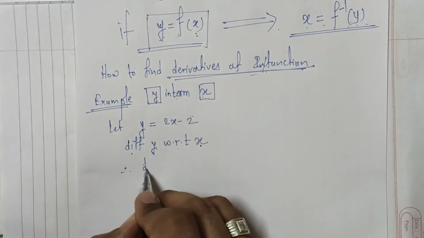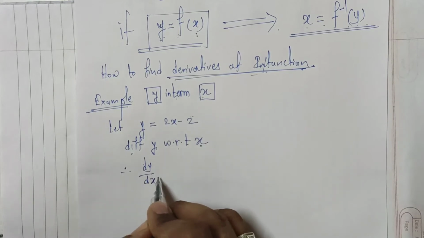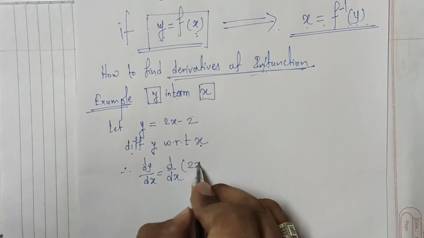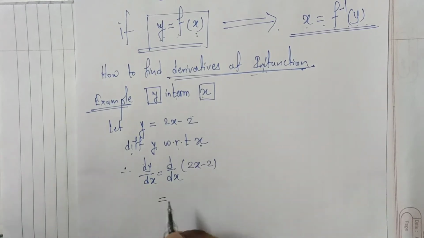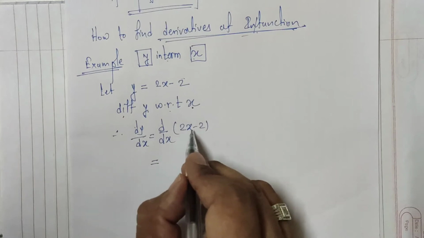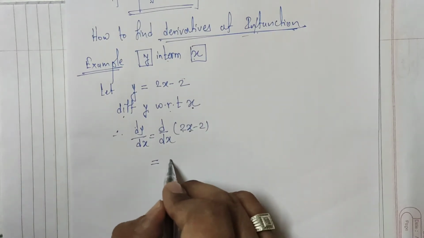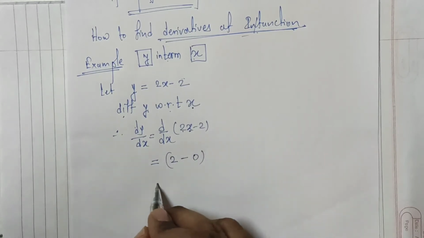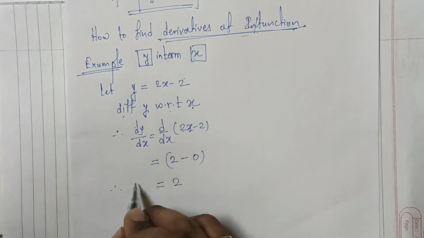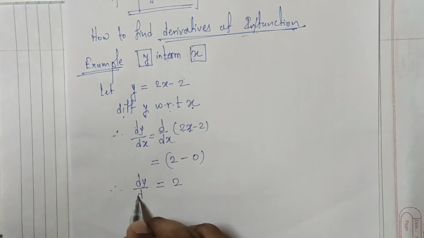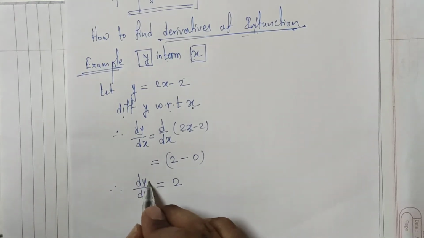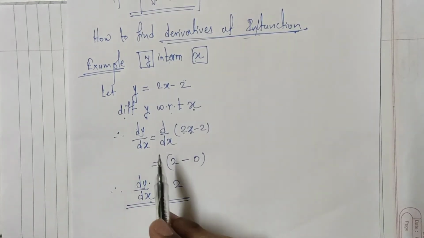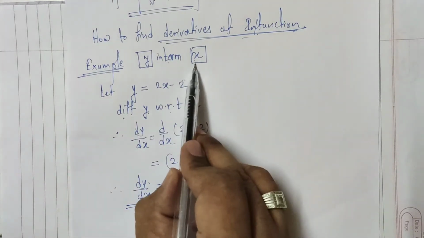So its derivative dy upon dx is equal to d by dx of 2x minus 2. The derivative of x is 1, into 2, and the derivative of 2 is 0 because 2 is a constant. Therefore we get dy upon dx, the derivative of y with respect to x, is 2. This is our regular derivative.